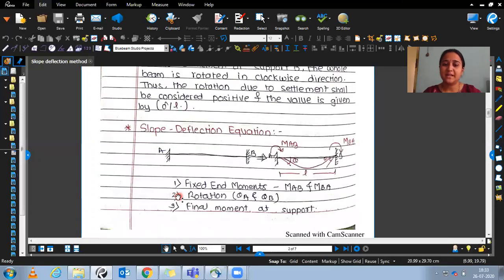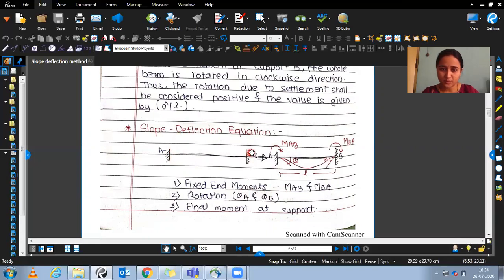So moving towards the highlighting part or main part of our unit, the slope deflection method. There are slope deflection equations which are very easy to remember and very easy to find. Okay, so we are going to find out the end movements, the rotation theta, and also the settlement of support if any settlement is present in the beam. By using this slope deflection equation we can find end moments.